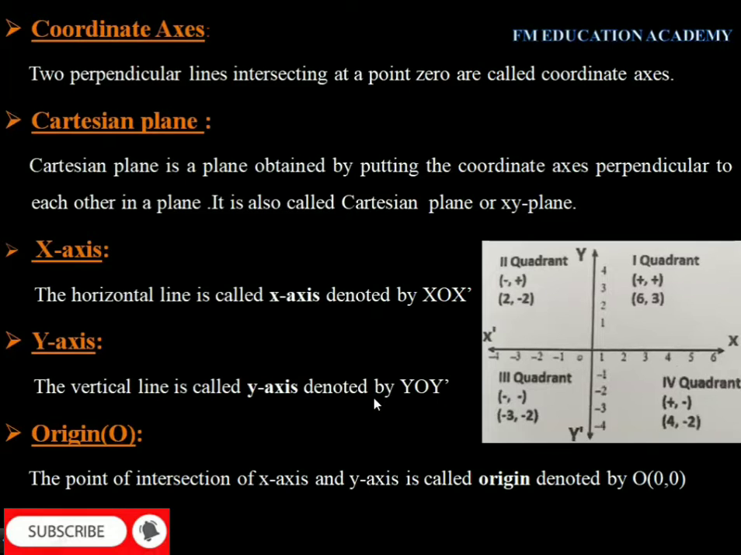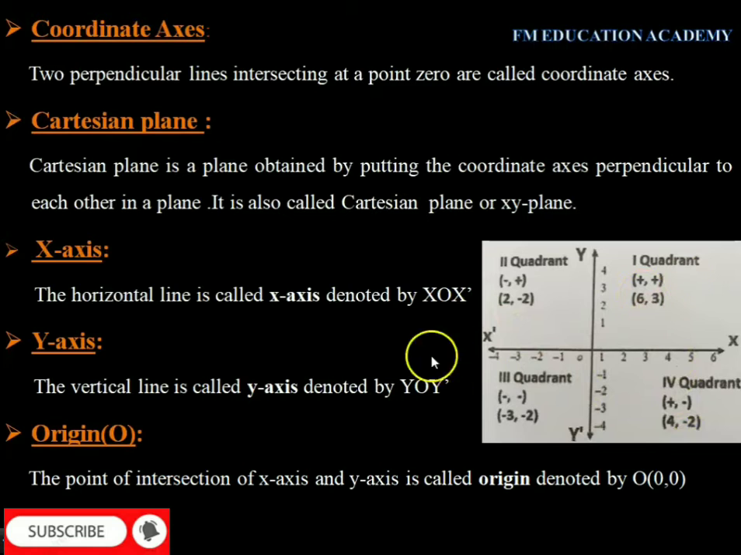So let's begin. First, you can see in this figure that we have four quadrants. Four quadrants means first quarter, second quarter, third quarter, fourth quarter. That is, any graph will be divided into four quadrants, right?